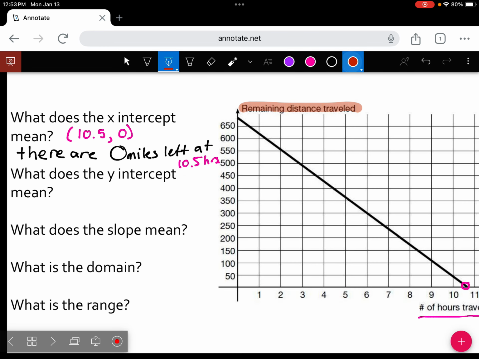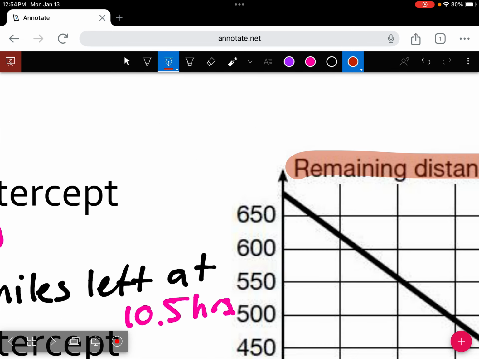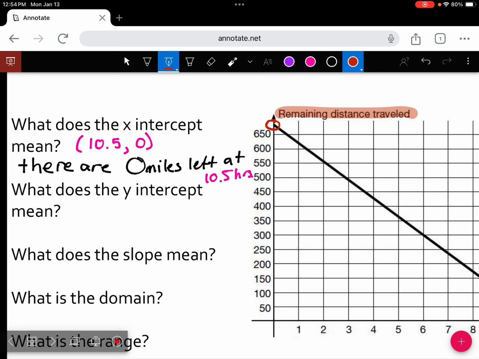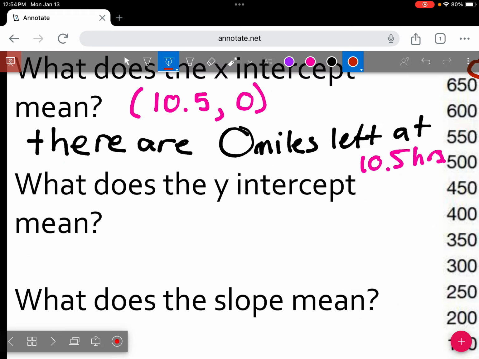So where might the y-intercept be? 685. It is. And if we look in the story up at the top where they talk about her going from Nashville to Orlando, it's at 685. That's the miles. So 685 total miles.